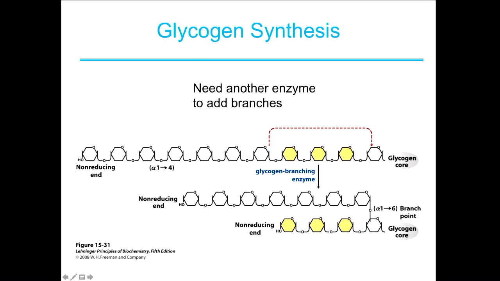Now, I said that it's not all one long chain. We have these different branches. So we're actually going to be picking up things again, okay? Pick up a piece and move it and make a branch. Okay, so we have a glycogen branching enzyme. We're going to make the branches, and we'll have a whole bunch of these different branches.